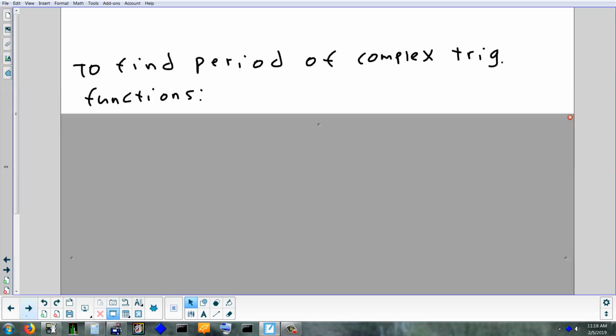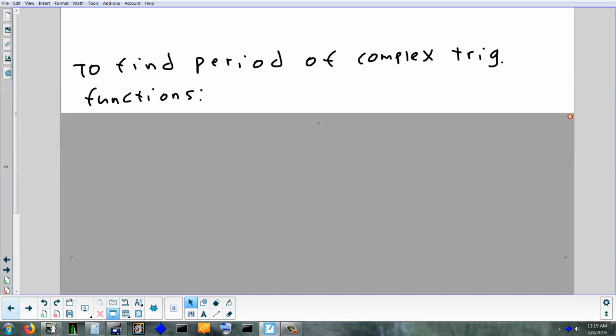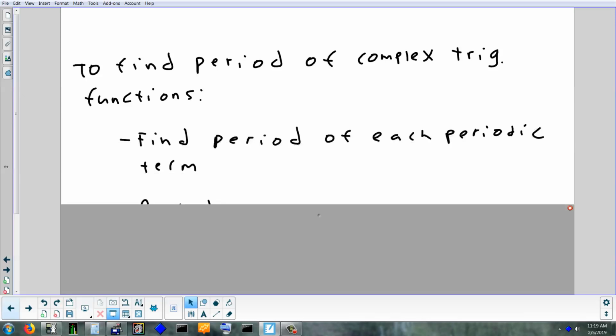All right, so what we're going to get into is equations like this. If you look at the left-hand side, cosine squared, that's a trig term. Sine, that's another trig term. Each one of these trig functions has its own period. So when you have an equation that has two things in it that each have their own period, how do you find the period of that whole thing? Well, you have to take into account both of them. And I'll show you what you do.